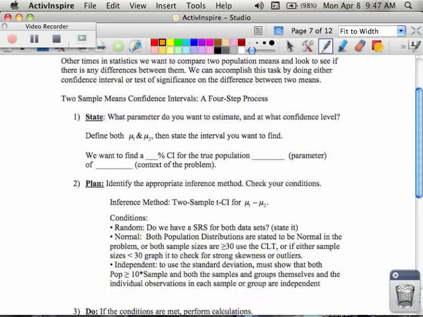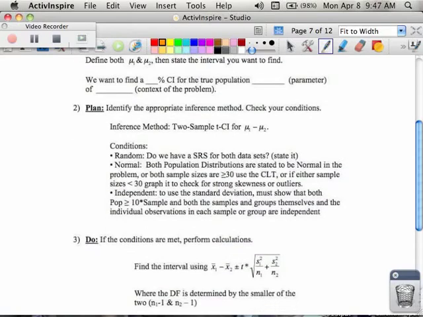In step number 2, when we do our planning, we're still going to be using our t confidence interval for the difference of the two means, because oftentimes when we take our samples, we're not going to know the population standard deviation. So we're going to have to use the t-test. And then we're going to talk about the random sample again.